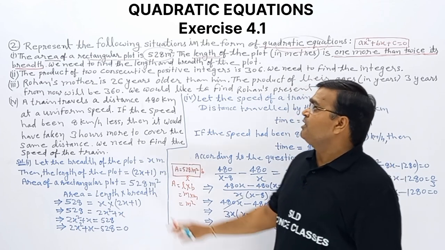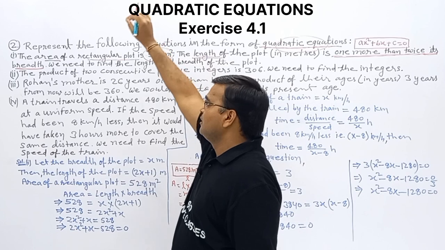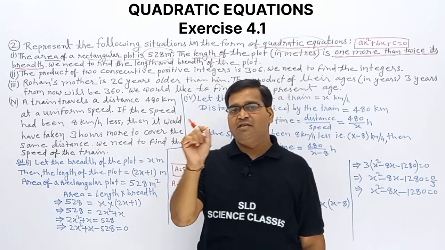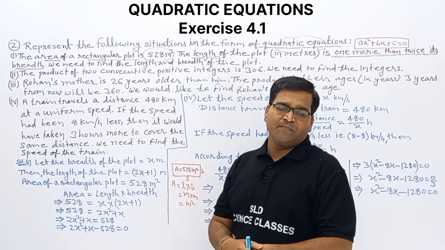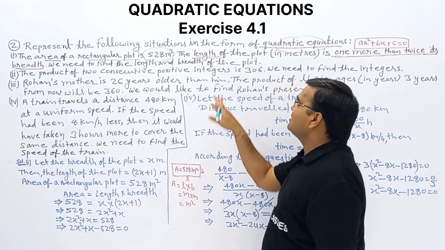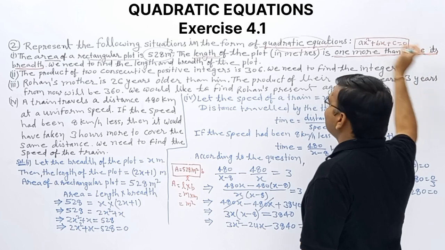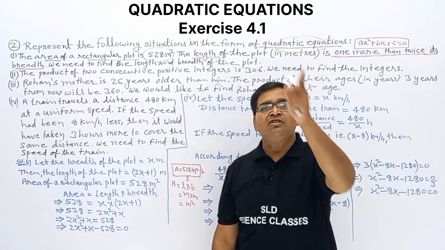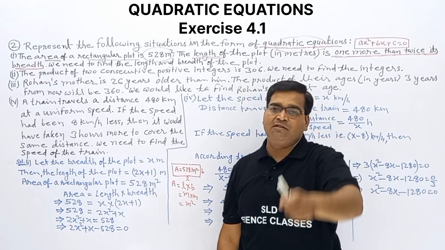So now in this question we want the quadratic equation. We are given the area of a rectangular plot. Now how will we find the quadratic equation? One condition is given: the length of the plot is one more than twice its breadth. This is important. Length is one more than twice its breadth.